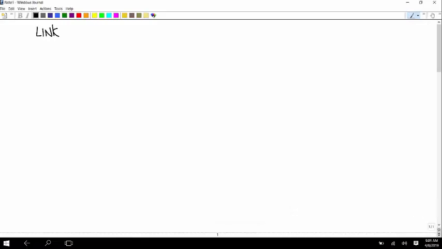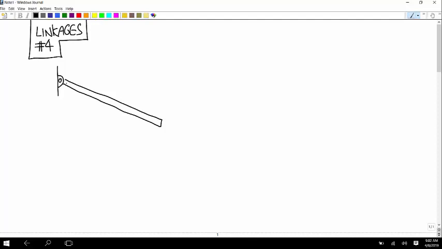Okay, so linkages number 4. We have a 3-meter long, 50-kilogram member. Like that. And then at the midpoint, there's a pin joint connecting that to a member with half the length. And that pin slides in a horizontal slot. And then there's an 800 Newton force at the end.